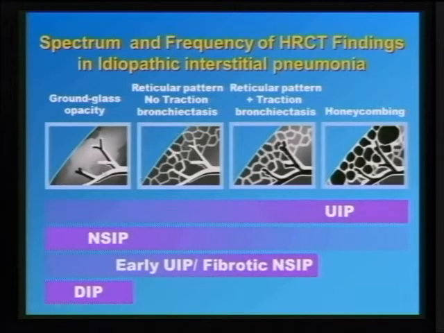So just remember, the ground glass opacities are mainly seen in patients with NSIP, but they can be seen in early UIP. Then you get the reticular pattern that can be seen in both, but then the cicatricial bronchiectasis, especially the honeycombing, is mainly seen in UIP. Remember, DIP and also RBILD can give you these ground glass changes.